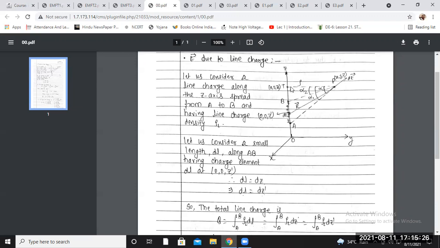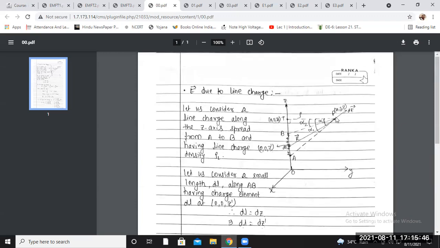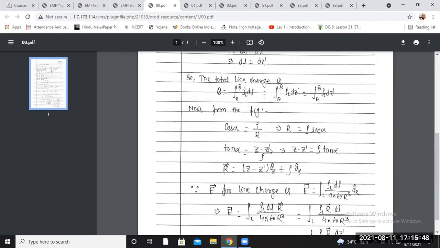As we know from the coordinate system, or you can say the algebraic mathematical expression, the x parameter does not lie, y is 0, then the distance between this T and dl will be z minus z dash. That is the value, z minus z dash divided by rho, that is z minus z dash upon rho. So from there you will get z minus z dash equal to rho tan alpha.